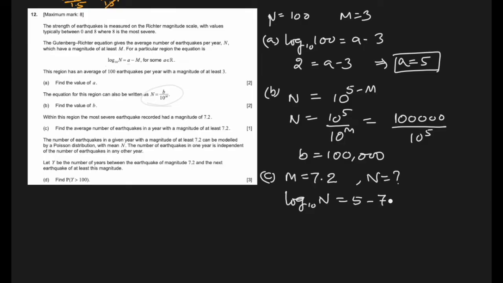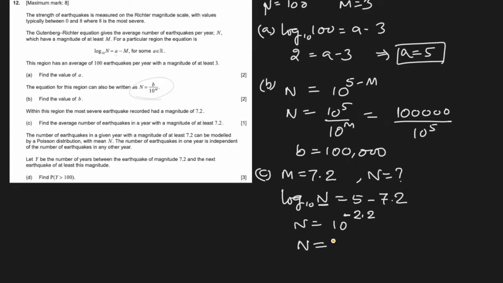m is 7.2. So I want n, right? So n will be 10 to the power 5 minus 7.2, which is minus 2.2. So n equal to, okay, calculator gives 6.3095 times 10 to the power minus 3, which can be written as 0.0063095. Okay, so it will not be proper to write it this way. This is fine. We'll write it this way.